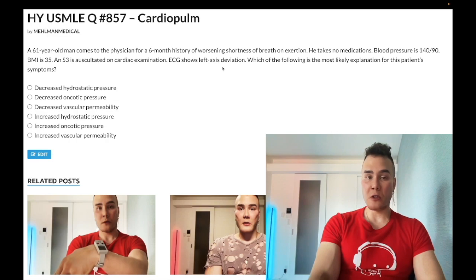So ECG shows left axis deviation. You say, no idea what that means. This just means left ventricular hypertrophy. Okay, so this is just the strength of the electrical conduction in the heart when you look at an ECG. You don't need to be able to identify this on USMLE.